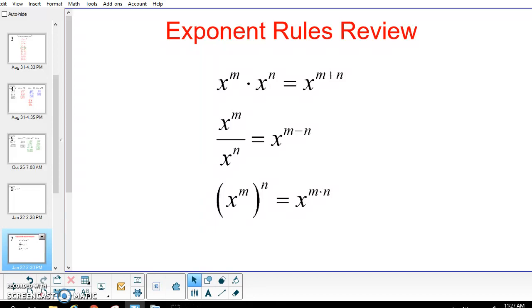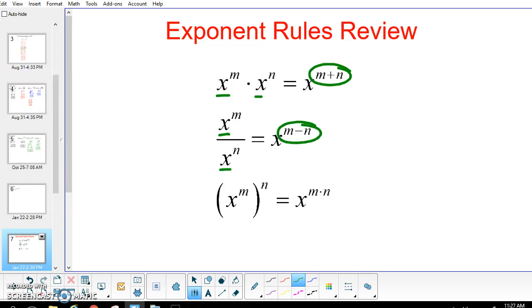Okay, then just an FYI reminder of our exponent rules. So when you multiply a common base, add the exponents. When you divide a common base, subtract the exponents. When you do a power to a power, so this power to this power, you multiply the exponents. So if you have one exponent inside parentheses, one outside, you multiply those together.